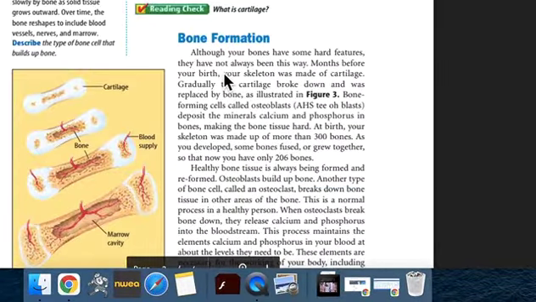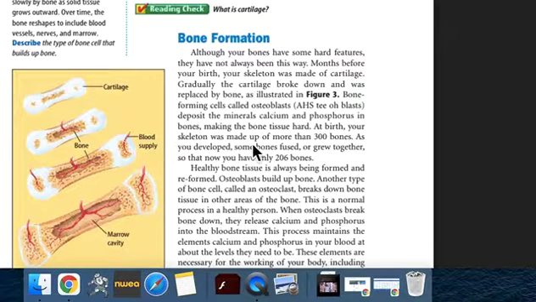Bone formation. Although your bones have some hard features, they have not always been this way. Months before your birth, your skeleton was made of cartilage. Gradually, the cartilage broke down and was replaced by bone, as illustrated in Figure 3. Bone-forming cells are called osteoblasts. They deposit minerals, calcium and phosphorus, into your bones, making the bone tissue hard.